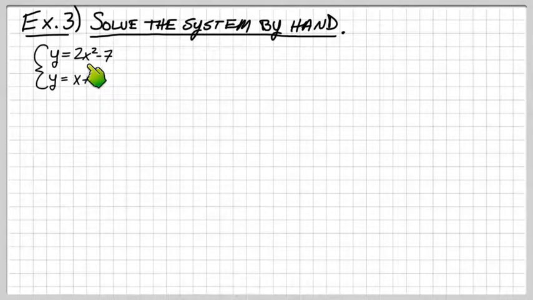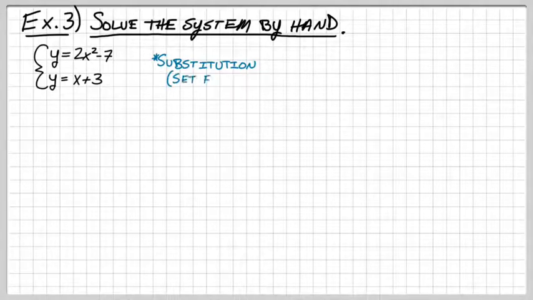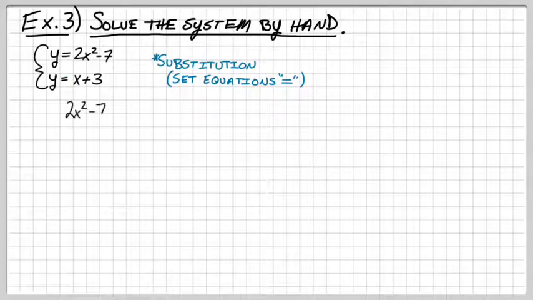Or if we do substitution, we can just set these equations equal to each other. Like y equals this, y equals this. So we could just say 2x squared minus 7 equals x plus 3. We could solve it that way. So I want to go that route with substitution. So we're going to set the equations equal to each other. So instead of y equals, we'll say x plus 3 equals 2x squared minus 7. So basically I just substituted that in for the y. So set the two equations equal and then solve.